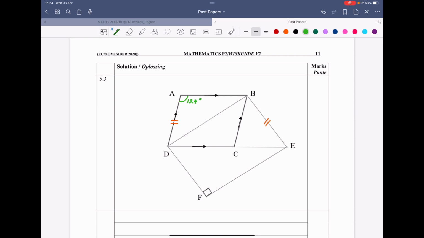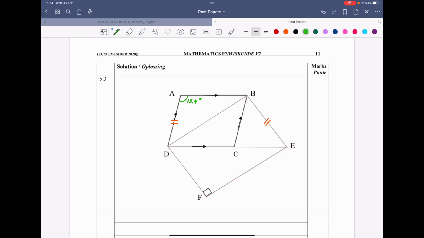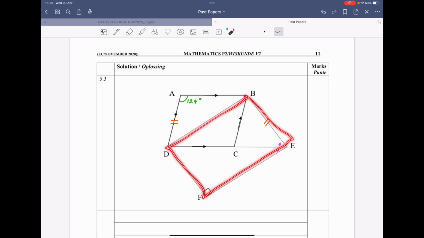And that ED bisects BEF. Okay, so then that means that this side of the line and this side of the line's angles are equal. And I'm told that BEFD is a quadrilateral. Right, not a parallelogram, a quadrilateral.